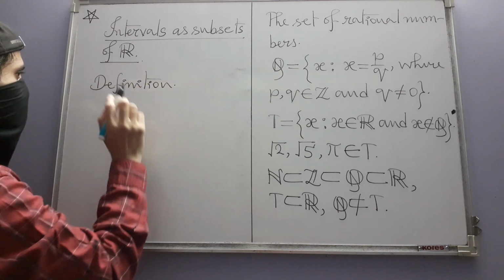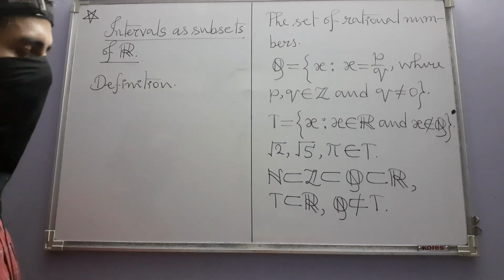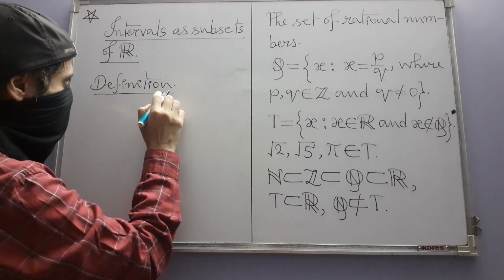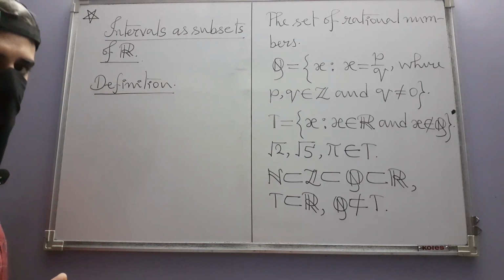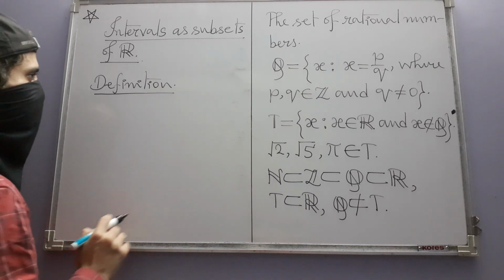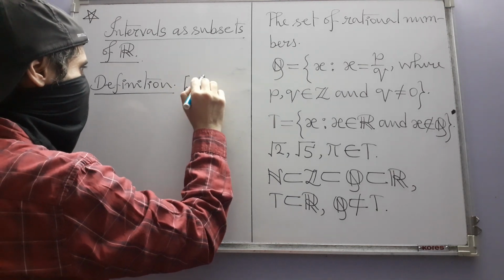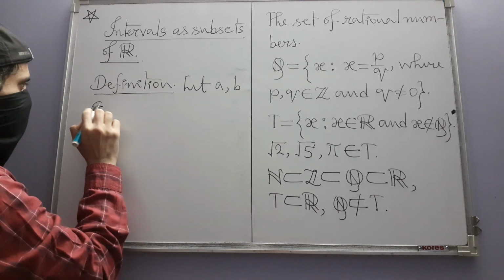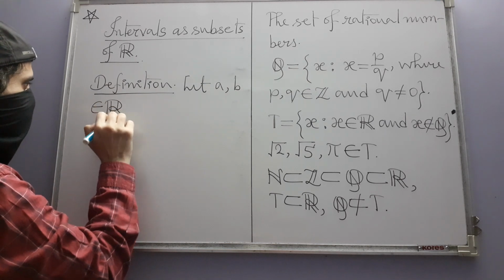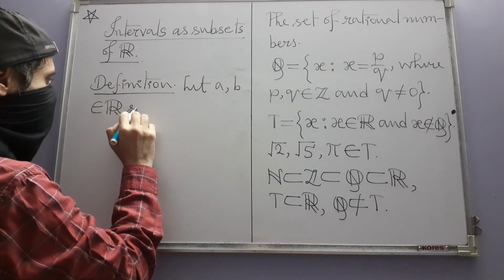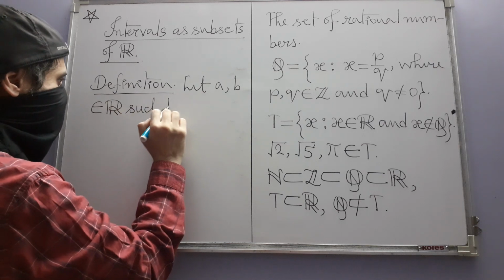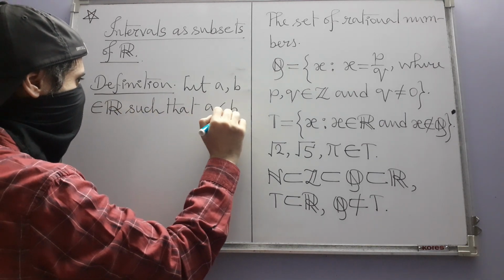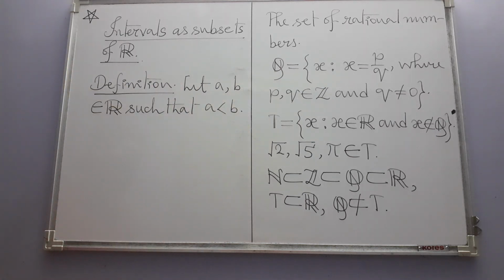Definition. There is no point in maintaining those numbers, okay? The concept actually is what matters, not the numbering. Let A and B be two real numbers such that A is less than B.